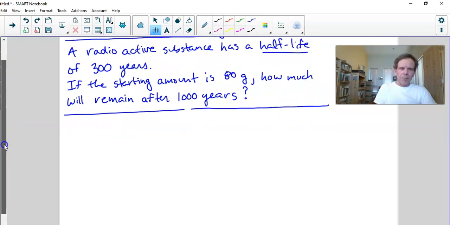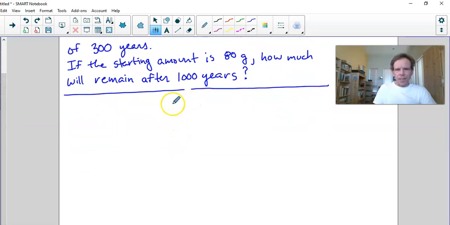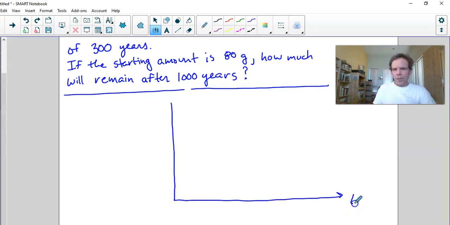All right, before we even think about equations and things like that, let's graph the amount versus time, just roughly. On the horizontal axis, I'm going to have time. Vertical axis is going to be the amount in grams. The time is going to be in years. And we're starting with 80 grams. That's time equals 0.